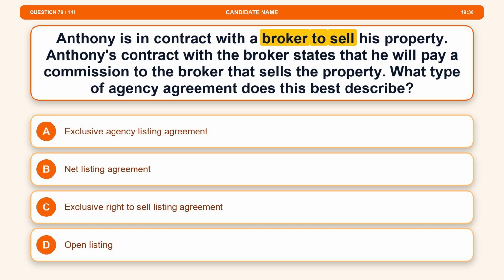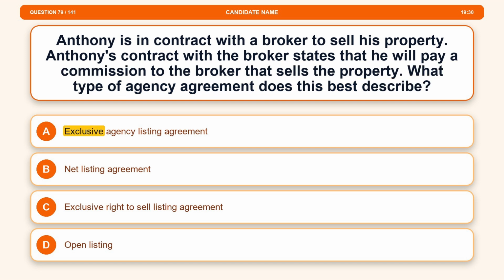Question 79. Anthony is in contract with a broker to sell his property. Anthony's contract with the broker states that he will pay a commission to the broker that sells the property. What type of agency agreement does this best describe? Option A, exclusive agency listing agreement. Option B, net listing agreement. Option C, exclusive right to sell listing agreement. Option D, open listing.